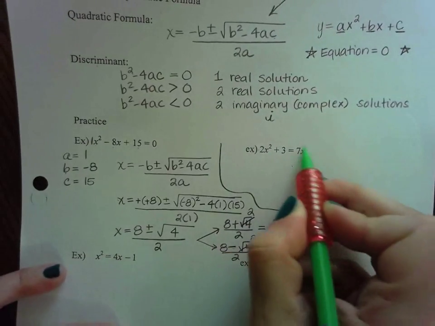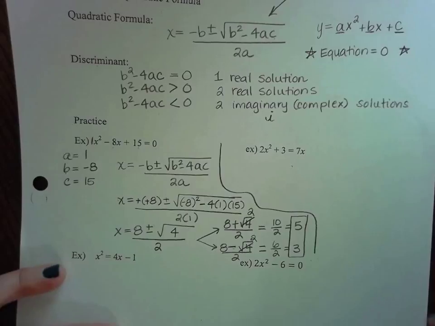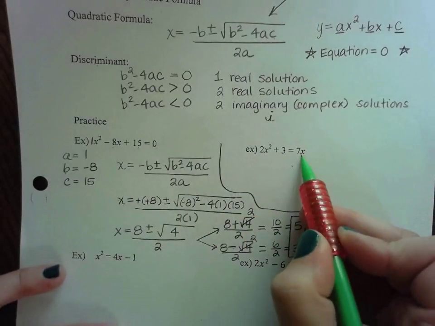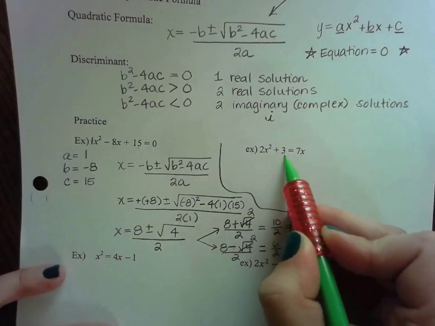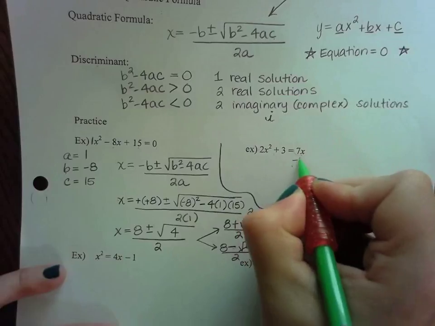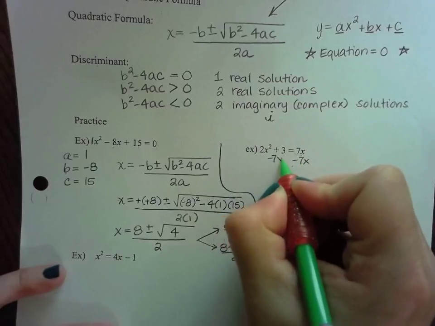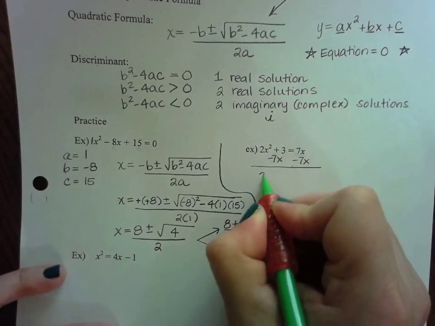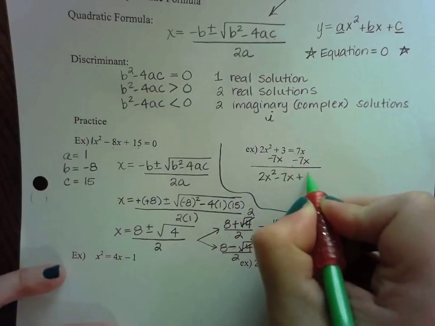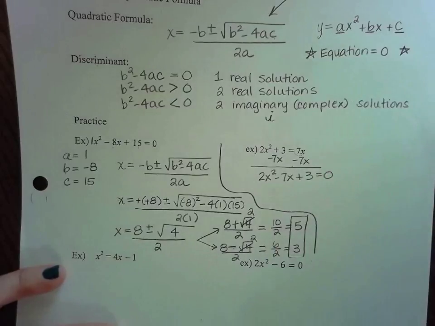Okay, first thing you want to do is get this set equal to 0. So we've got to move this 7x over. Now don't forget also that we need to write this in descending order. So this 7x actually needs to be in the middle here. So we're going to subtract 7x from both sides. So this will be 2x squared minus 7x plus 3 equals 0.